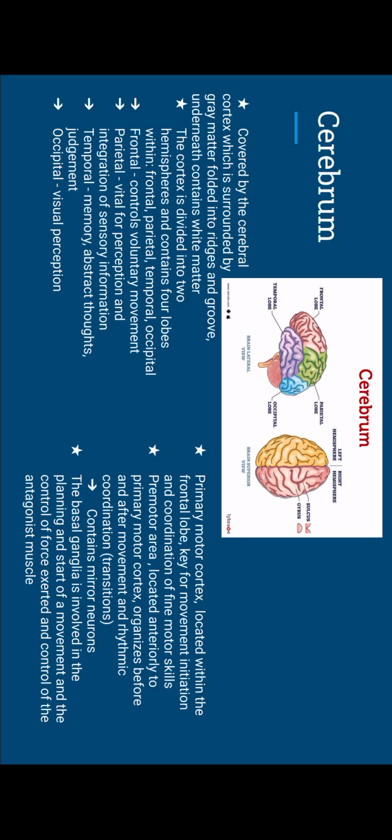We also have the primary motor cortex and the premotor cortex located in the frontal lobe. And the first one is involved in movement initiation and coordination of fine motor skills, which again uses small muscles. And the second one organizes before and after movements and rhythmic coordination, which is also transitions between movements.